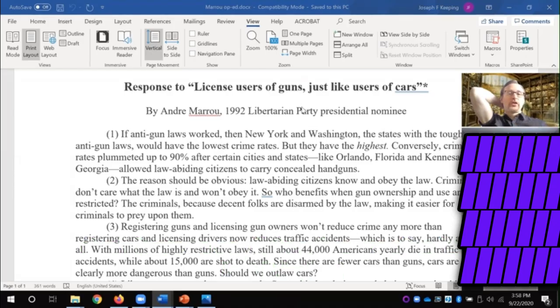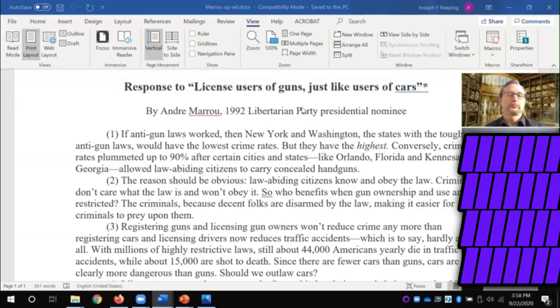Anti-gun laws worked in New York and Washington, the states with the toughest anti-gun laws, would have the lowest crime rates, but they have the highest. Conversely, crime rates plummeted up to 90% in certain cities and states, blah, blah, blah, allowed law-abiding citizens to carry concealed handguns. Okay, so if you could sum up this paragraph in a single, direct, concise statement, what would you say? Anybody?